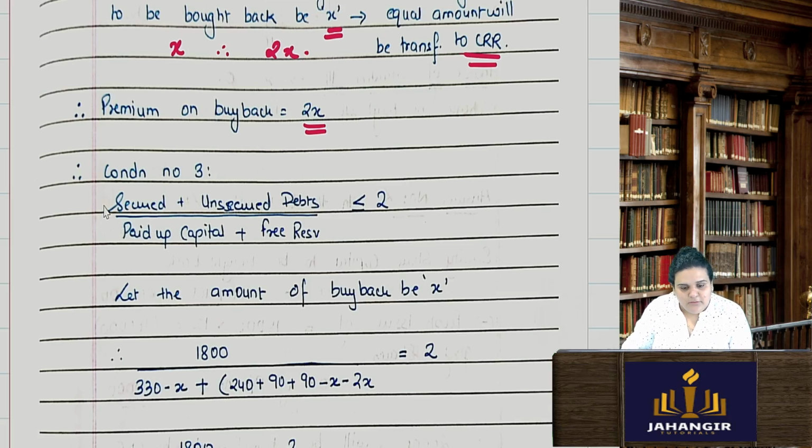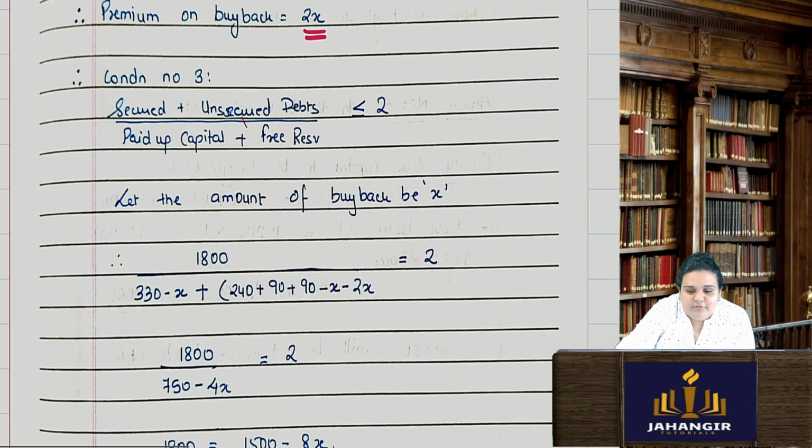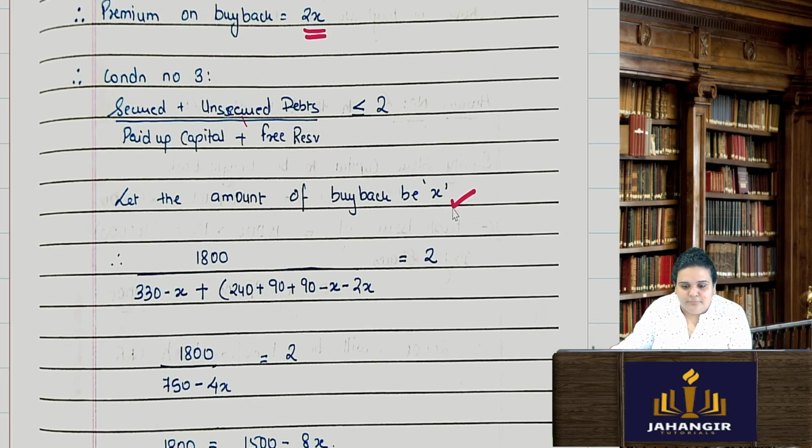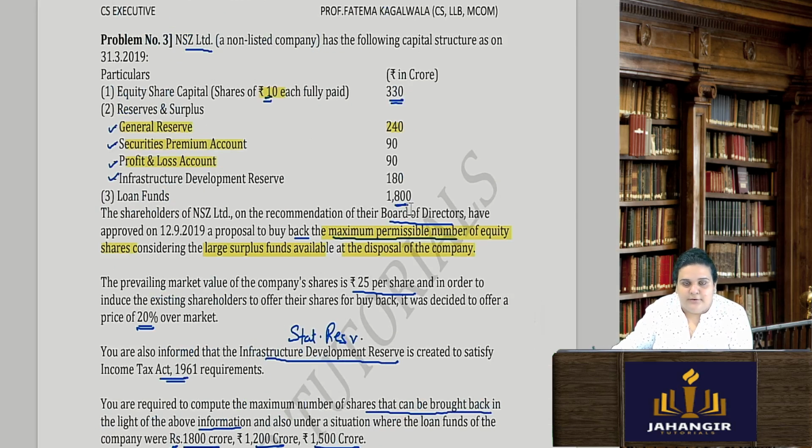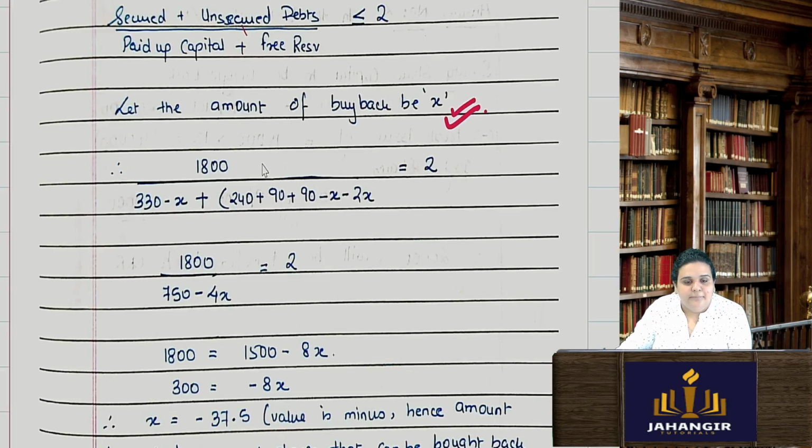Okay, in form of an equation. Secured plus unsecured debts upon paid up capital plus free reserve should be less than or at maximum equal to 2. Now, let the amount of the buyback be x. I have already assumed. If the amount of buyback is x, now I will put it in my equation. Secured plus unsecured debt, in my sum, it is only 1800. So, I have put here 1800. Paid up capital after the buyback. I have to take the paid up capital after buyback.